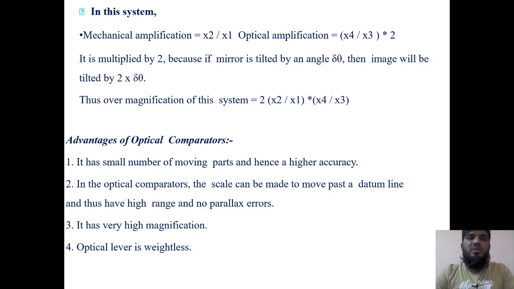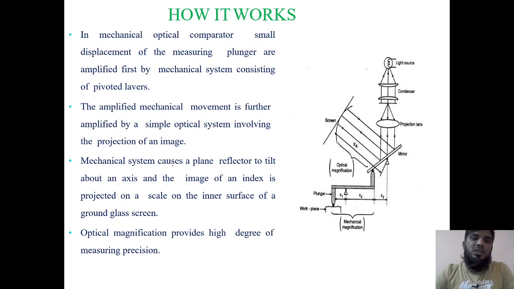The mechanical amplification is x2 by x1, and the optical amplification is x4 by x3. But whereas a single amplification in this will be getting twice the amplification in optical. So that's why we generally multiply by 2. It is multiplied by 2 because if the mirror is tilted by theta, then the image will be rotated by 2 theta. Thus the overall magnification is equal to x2 by x1 into x4 by x3. So this x4 by x3 into 2 is obtained here. Clear?